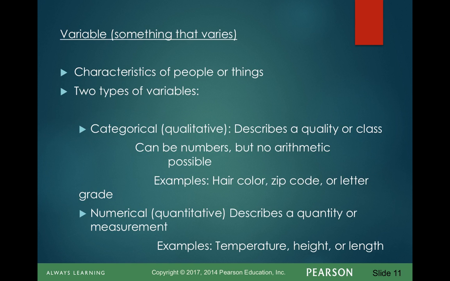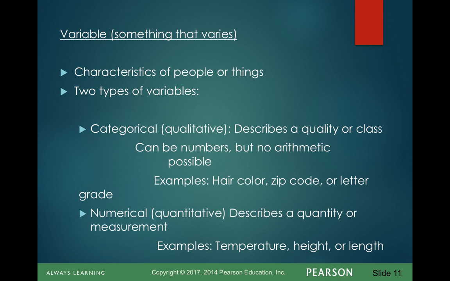So first of all, a variable, by the simplest, basic definition, means that it's something that varies. And in this class, we're going to collect variables as characteristics of people or things. There are two types of variables that we're going to focus on. The first variable is called categorical, also called a qualitative variable, and it describes a quality or a class. It can be numbers, but no arithmetic is possible.